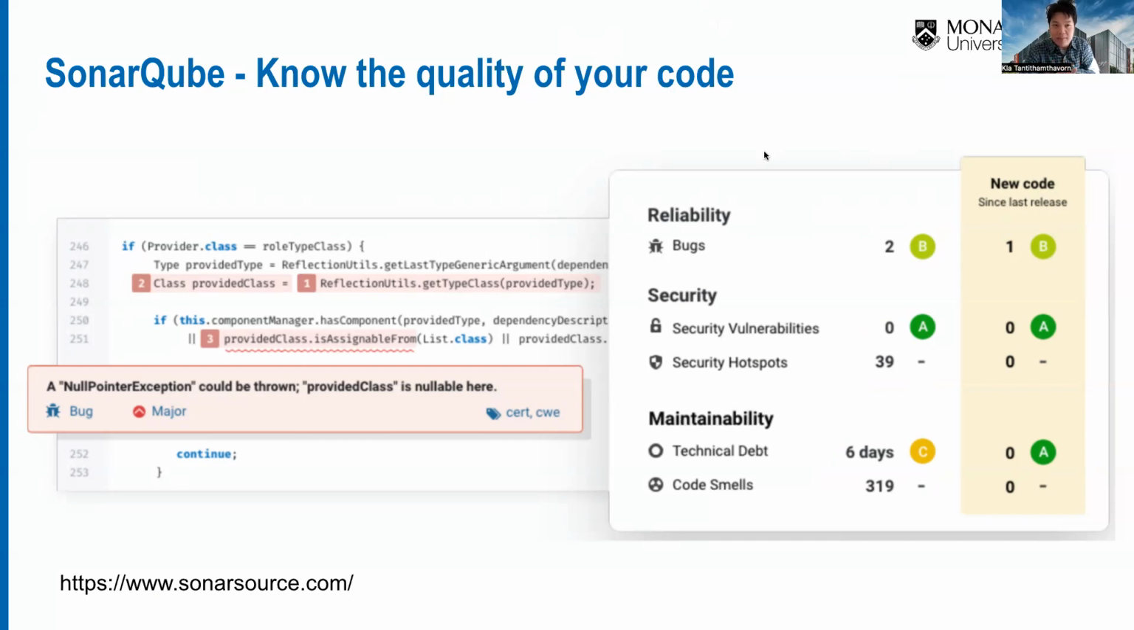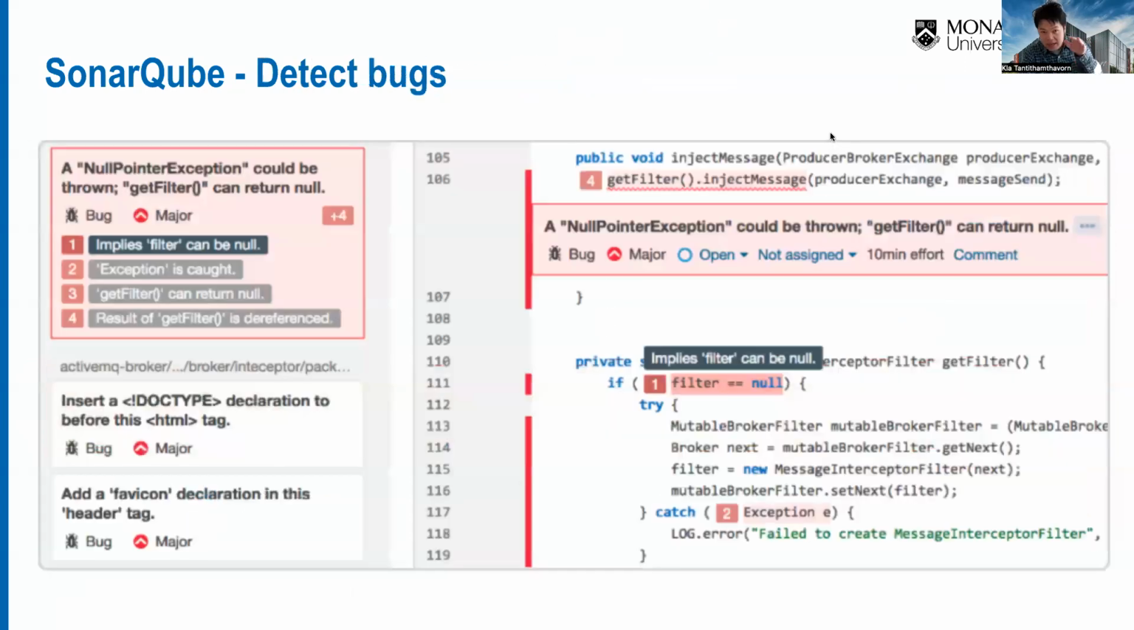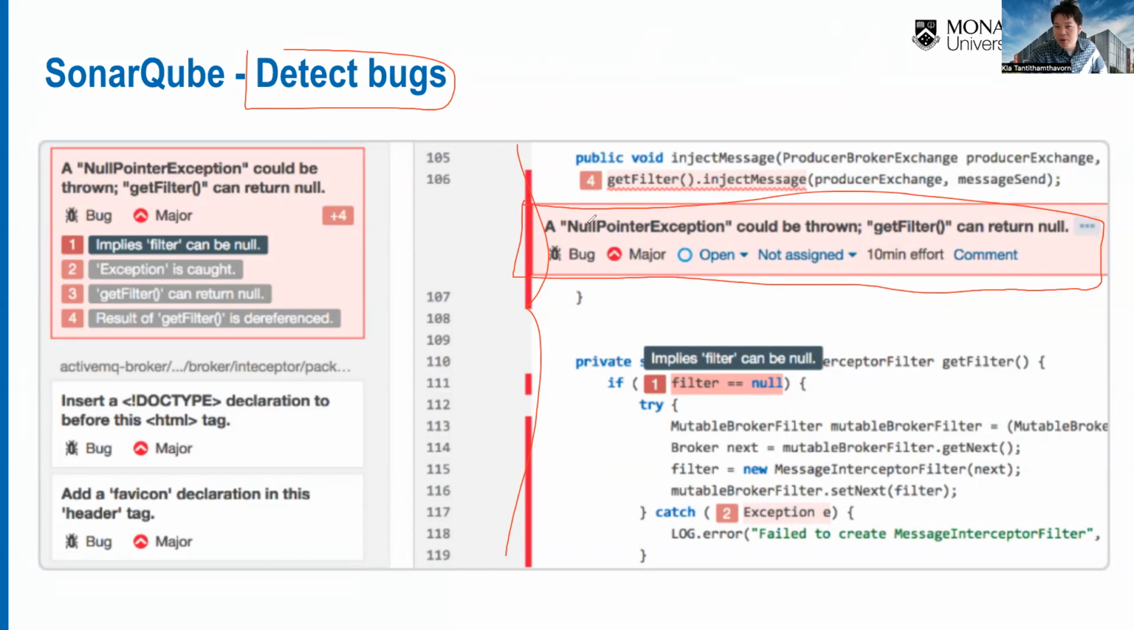Okay, this is a summary. But if you dive into the details, the tool will tell you. For example, if the tool detects bugs, what does it mean? Let's say this is, I believe, a Java program. Public void inject message, something. And then the tool will generate a warning here that a null pointer exception could be thrown, get filter can return null, and so on.